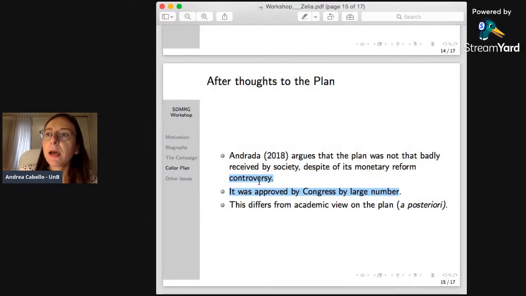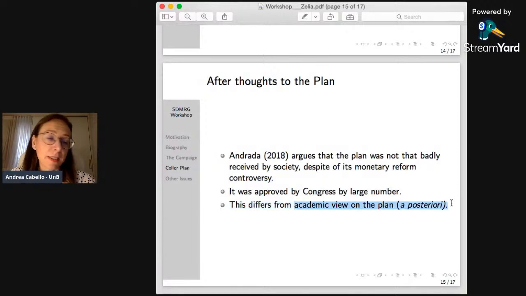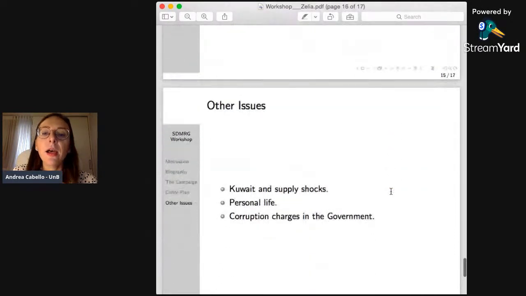I mean, his political problems started a bit later on. And this differs very much from the academic view on the plan, especially the a posteriori view. I mean, the plan suffered some criticism at the time, but like I said, some aspects were still well received. But after the plan failed, then the criticism really hit. I mean, it's easier to criticize something that failed than something that is still going on at the time, and you don't know where it's going to hit.